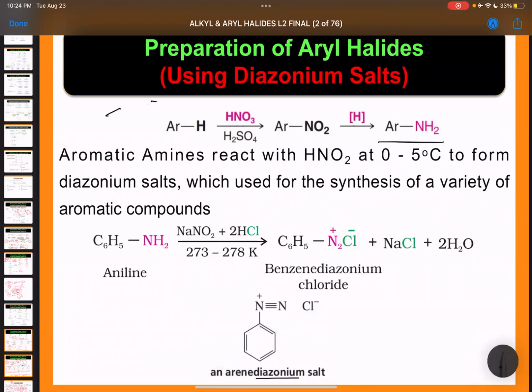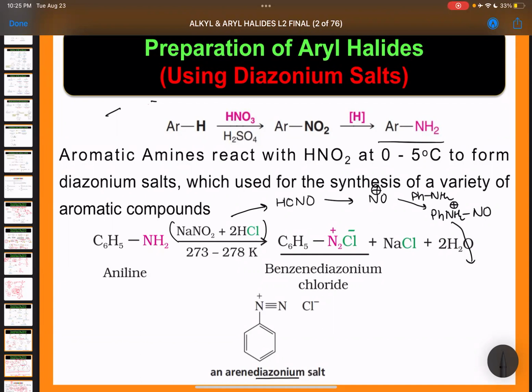Now you react aniline with NaNO2 plus HCl. In the reaction it will form nitrous acid, HNO2. HNO2 actually breaks into NO plus. That NO plus gets attached to NH2, C6H5NH2, NO plus, and the water gets removed. And you finally have your diazonium salt. Is it clear? So this is the first part of preparation of diazonium.